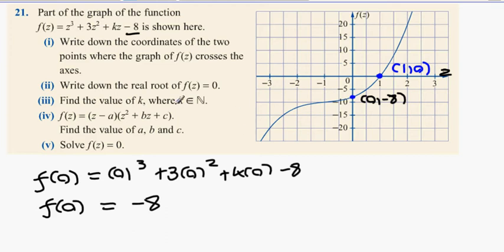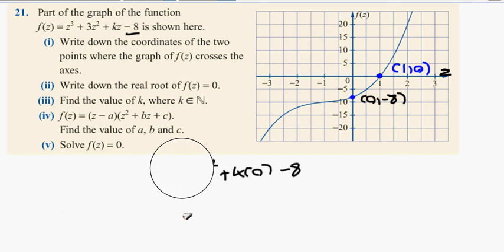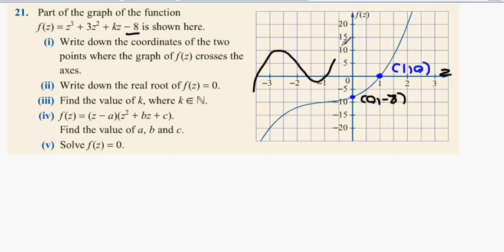Okay, write down the real root of f of z equals 0. Now, remember what I said about these functions. Where they hit the real axis would mean where they have roots. So for example, this curve here has 1, 2, 3 roots. However, the equation drawn to the right only has 1 root. It only hits the x-axis once, so z equals 1 is the real root of f of z equals 0.